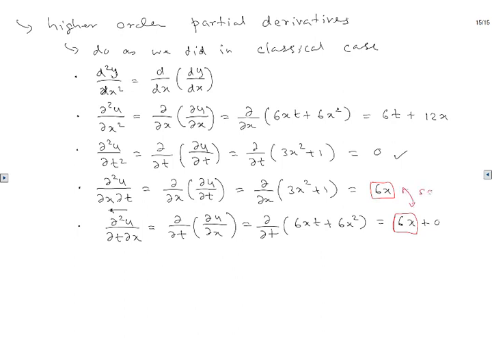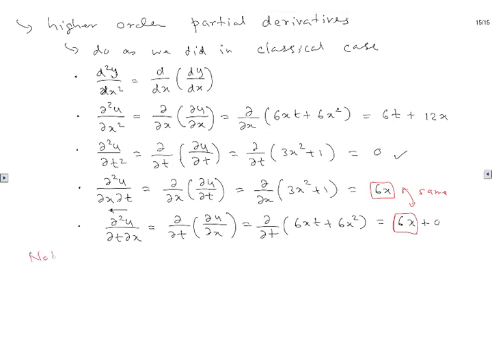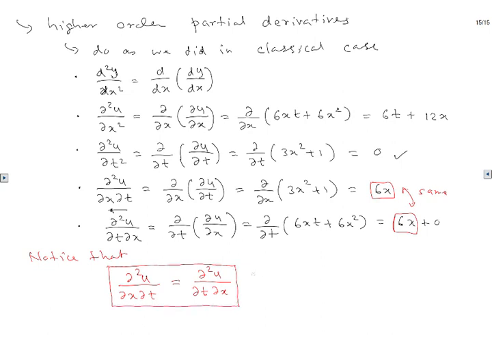You see that? These two are the same. So this is actually a general result. Notice that ∂²u/∂x∂t is exactly equal to ∂²u/∂t∂x. So what we normally say is that the mixed partial derivatives are equal. We call these mixed partial derivatives. This doesn't happen in general.